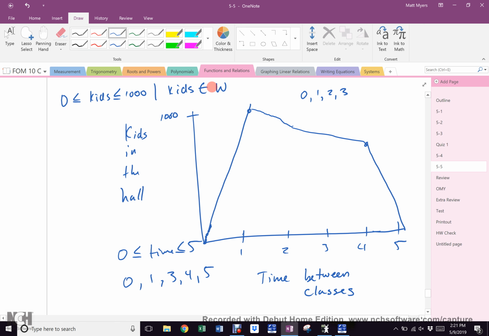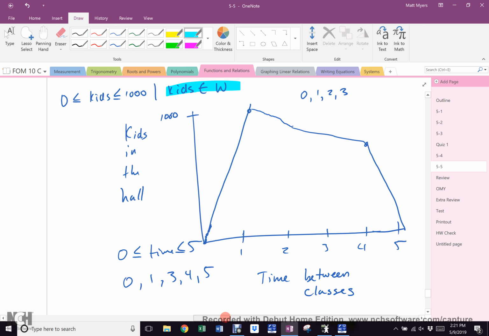Everybody understand? This part is not important to me in grade 10, but it does become important in grade 11, because you can't have half a kid. There would never be 882.5 kids in the hallway, would there? Unless he's half in the hallway. Then he's still in the hallway. If your foot's in the hallway, you're in the hallway. Just like if your foot is touching the line in a sport, you're out.